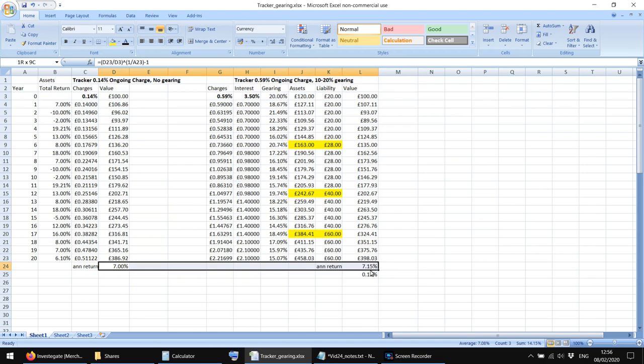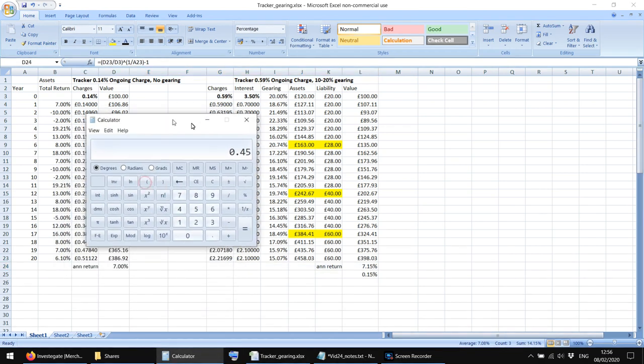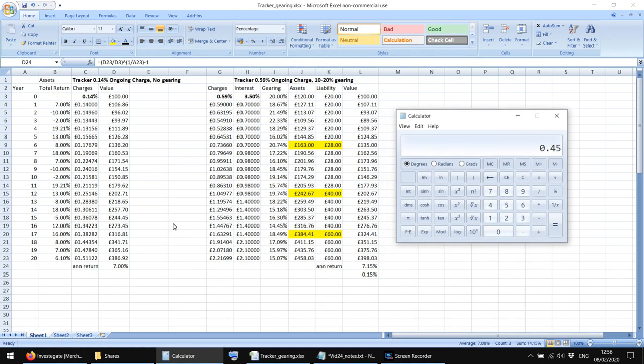By keeping the number there, as you can see, the effect of the gearing is that actually, even though this one charges 0.545% more than this one, the annual return is actually 0.515% higher because of the gearing. They've got identical portfolios. So it kind of levels the playing field in terms of the charges.